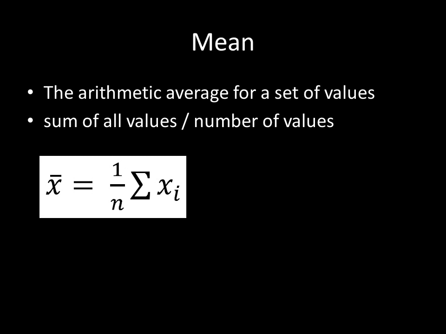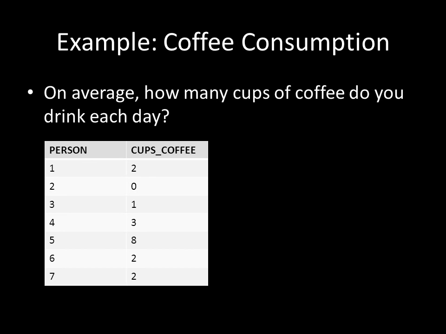The mean is the simple arithmetic average for a set of values. The mean is the sum of all values divided by the number of values. And I'll walk you through an example of mean. In this example, we've collected information about how many cups of coffee different individuals drank each day. Person 1 drank 2 cups of coffee each day.